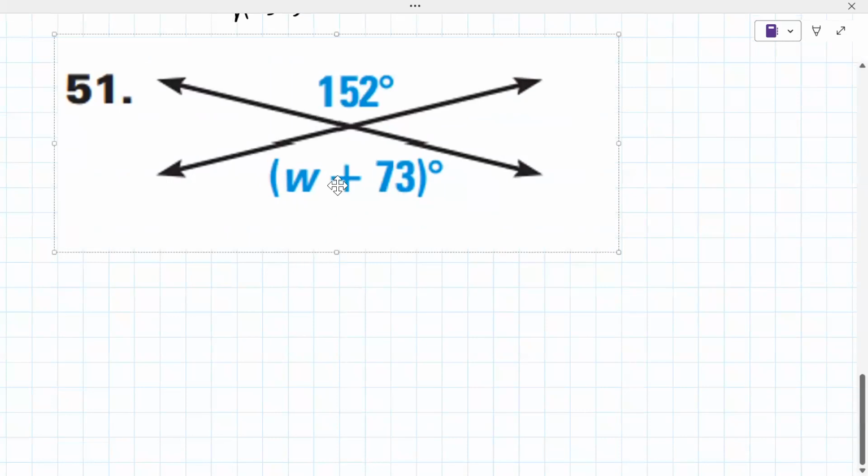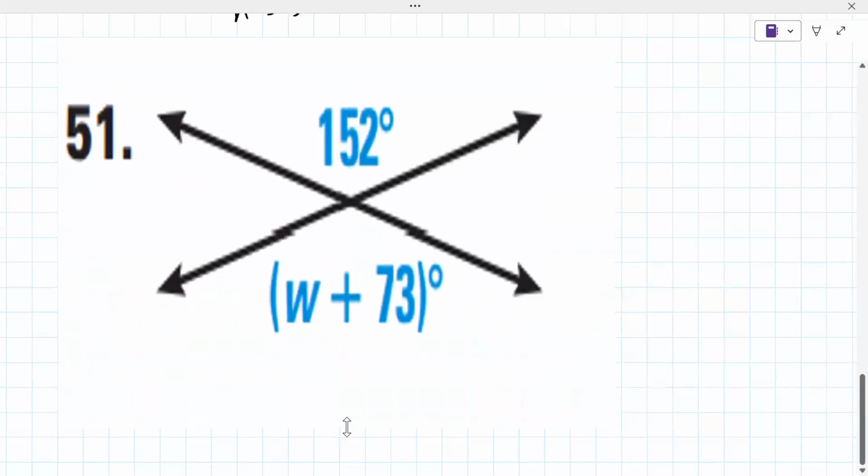Why are these vertical angles? Why are 152 and W plus 73 vertical angles? What makes them vertical here? That they're equivalent. Yes. If you don't take anything else away from today's lesson, it should be that vertical angles are congruent.